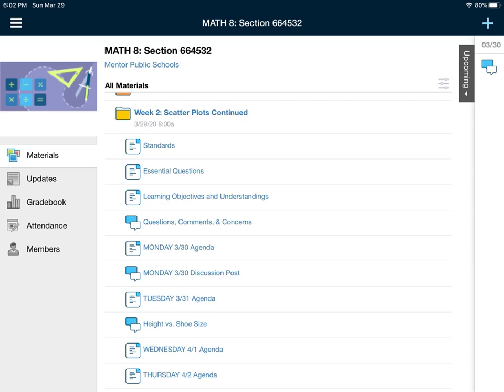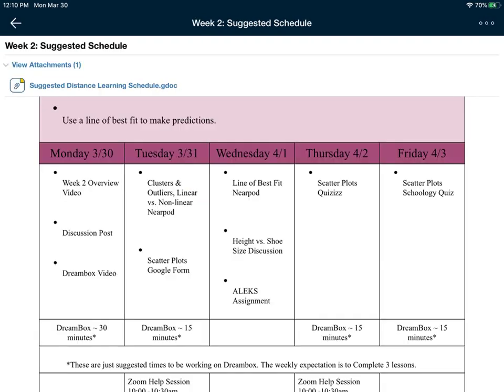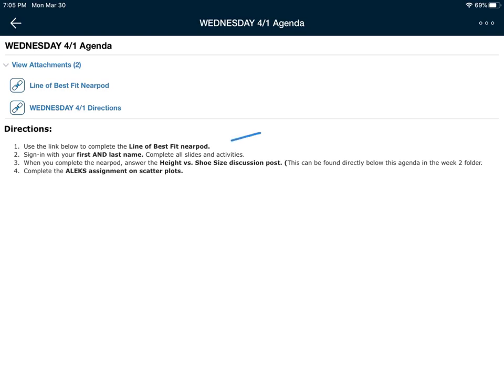Here's your Wednesday work. You're going to go down, you're in the distance learning folder, to week 2 and go to the Wednesday agenda, and let's see what's up for today. Okay, so it looks like we're going to do a Nearpod. Make sure you put your first and last name in there, and then a height and shoe size discussion post, and an Alex assignment. So 3 things today.